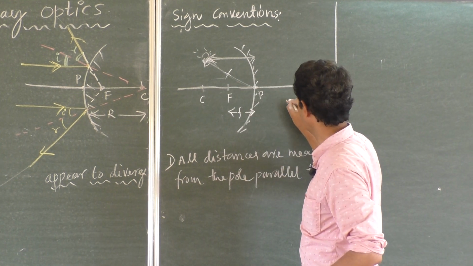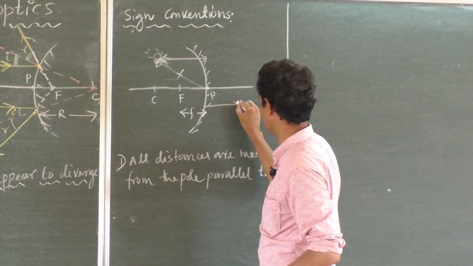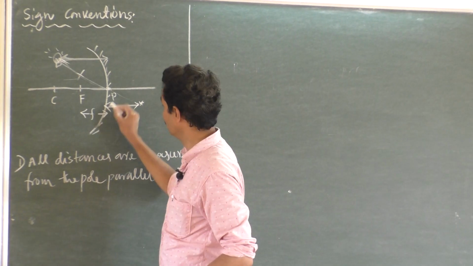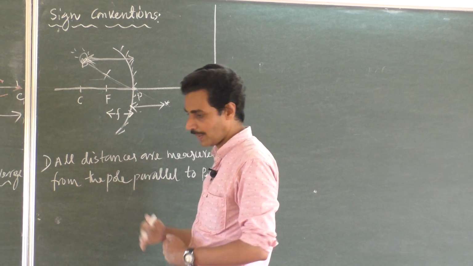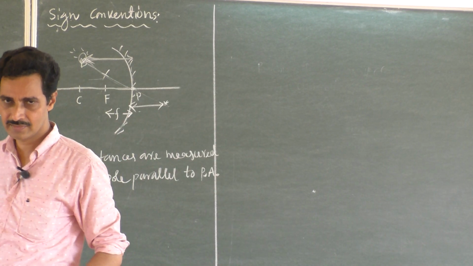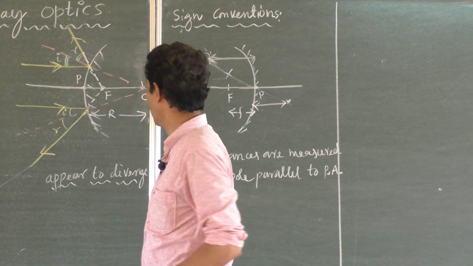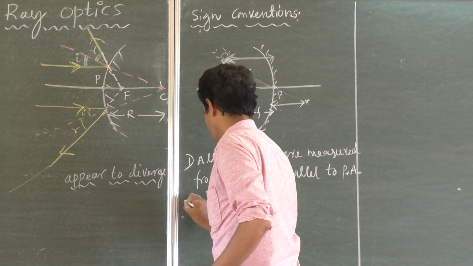Suppose you have an object here, don't measure it like this, measure it like this. Pole to center, pole to focus, okay, let it be. If the object is somewhere else, measure it like this, parallel to the principal axis. All the distances are measured from the pole along the principal axis, parallel to the principal axis. Okay, what is the next sign convention?